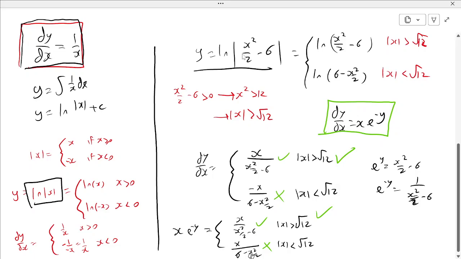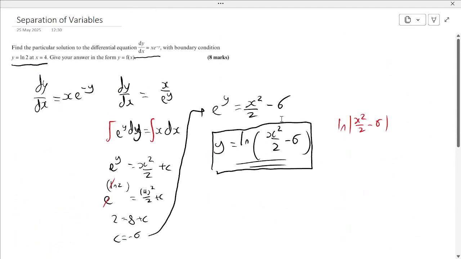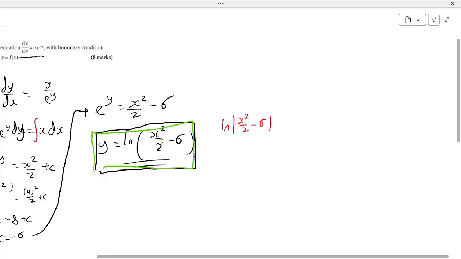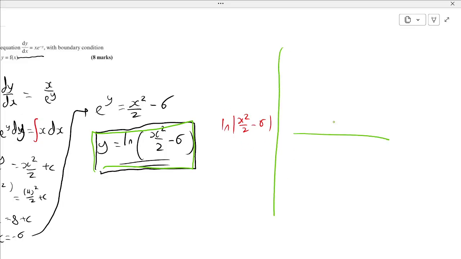Now, all of this, don't worry if you're just taking the A level. Don't let this scare you. You're very happy just to stop here. That's completely fine. Again, I'll show you what's going on graphically, which you don't necessarily need to do for this question, but essentially what's going on.